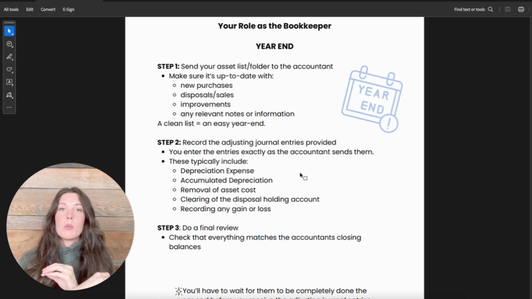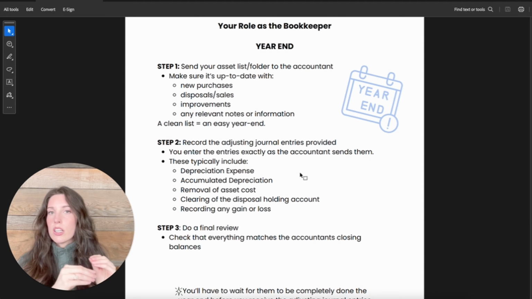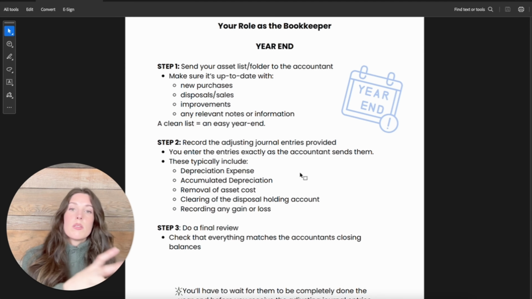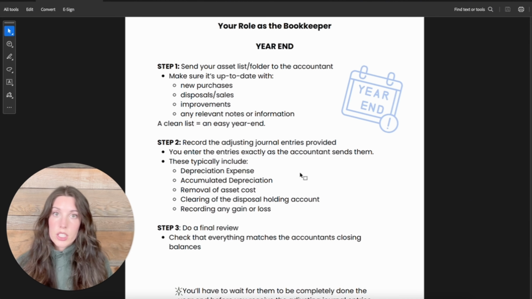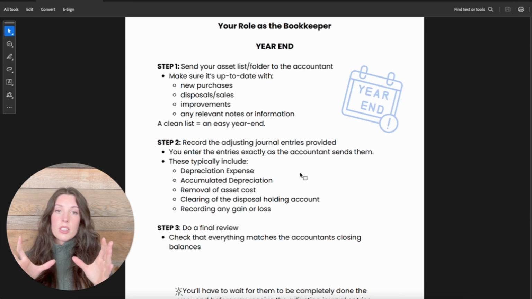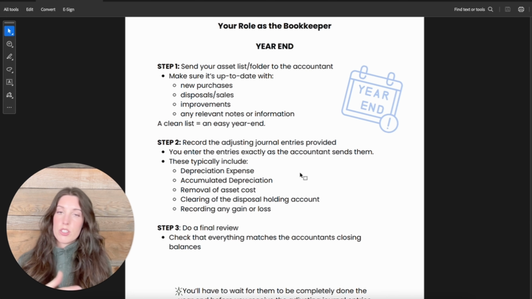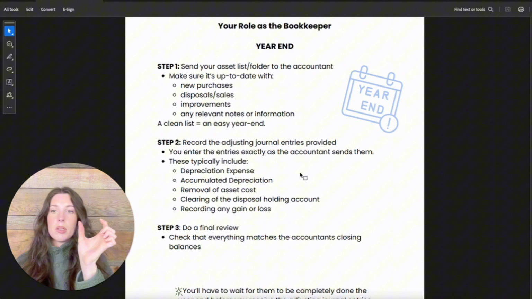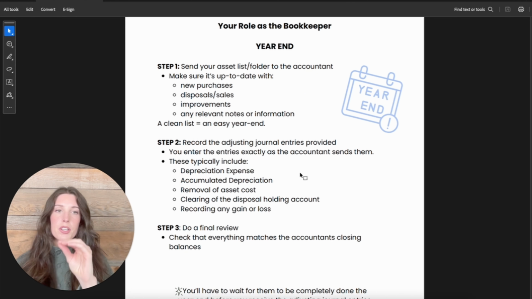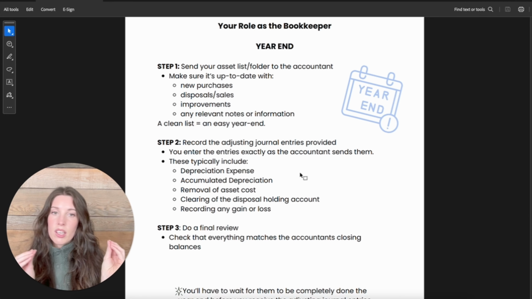Once the accountant has completely finished all their year-end calculations, the whole year-end is done, they are going to send you adjusting journal entries. And in that document, there's going to be a bunch of separate journal entries. And one of them will be recording the depreciation for all the assets on the books. So all you're going to do is enter the journal entry that you're provided exactly how it's shown. It will be really clear. There'll be a note, there'll be a debit amount, a credit amount. And all you're doing is re-entering everything that's in that document.